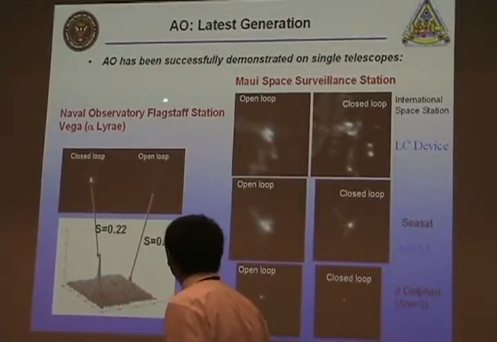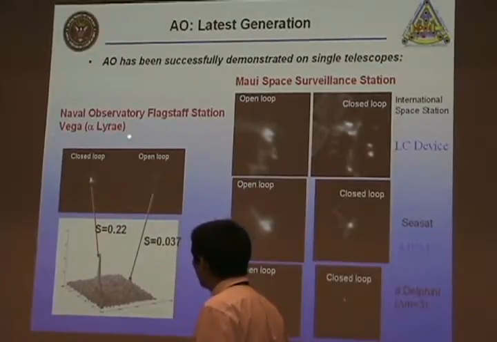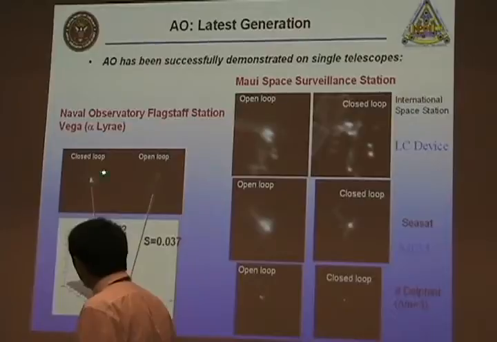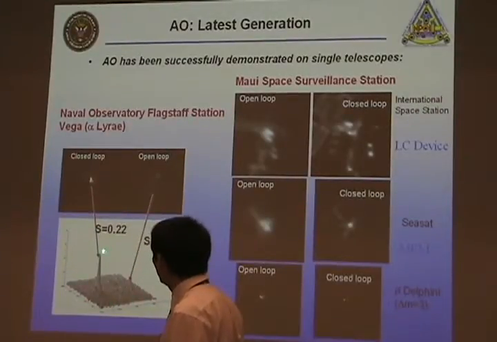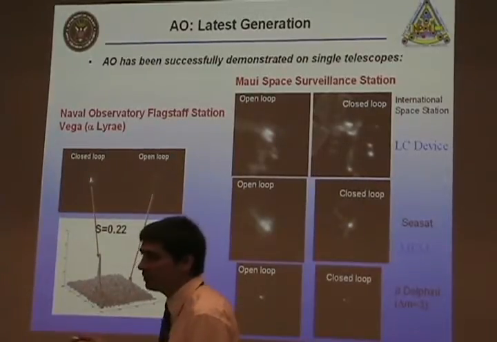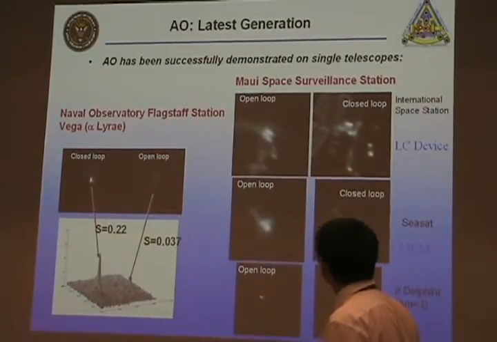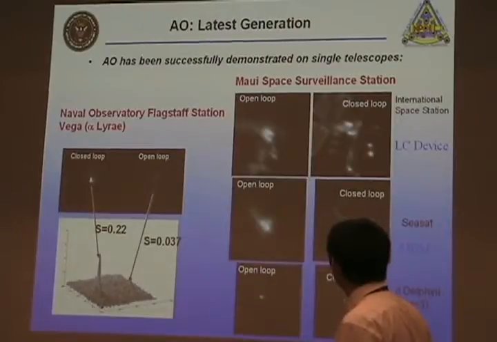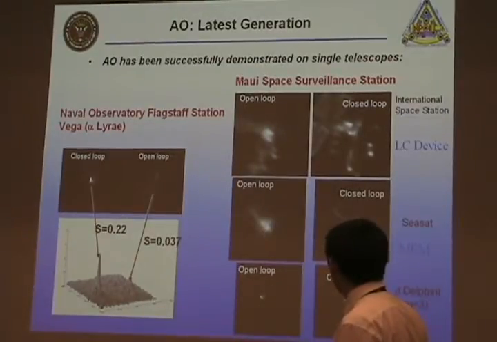Here are some demonstrations on telescope. This one was at the Naval Observatory, going from a Strehl of 0.037 to 0.22. Open loop, you can see it's spread out. Closed loop, you get a tighter spot. Same thing here, but now we're looking at an extended source. We're looking at the International Space Station with the low frequency LC device. Here, open loop and closed loop, and same thing. Well, actually, this was looking at a different satellite.